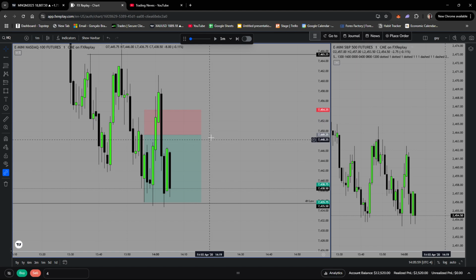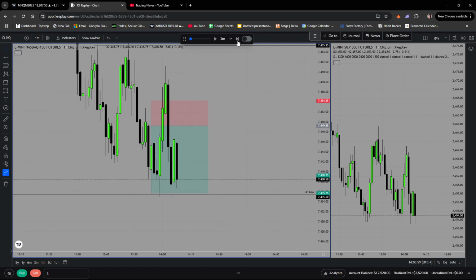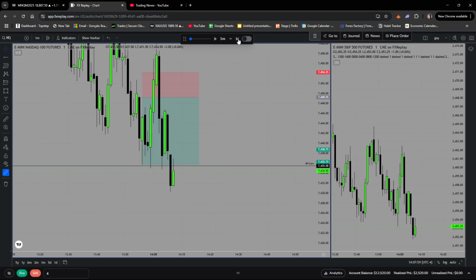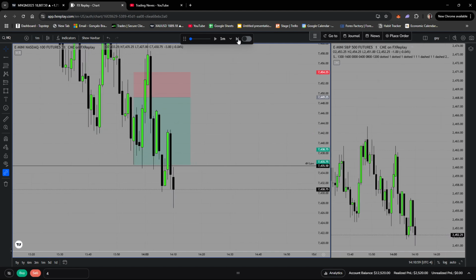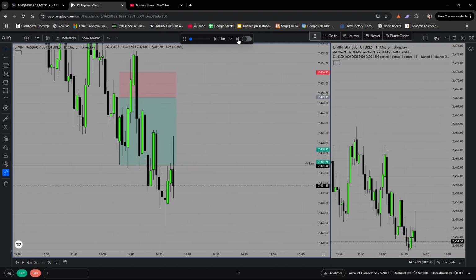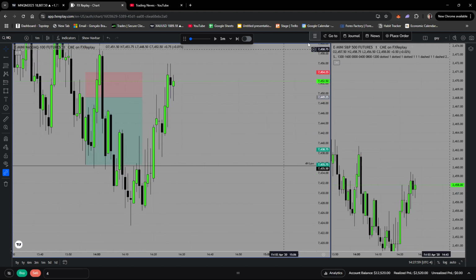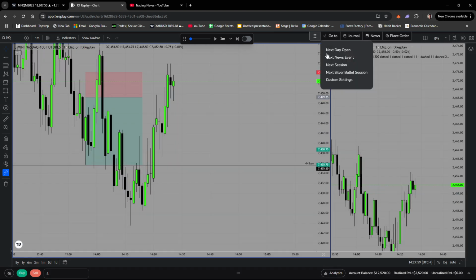Now you could look for buying positions. We are not going to do so. I think that's going to be it for today. Yeah. So we do get a buy eventually, but it's going to be outside our macro. So let's go to the next day.